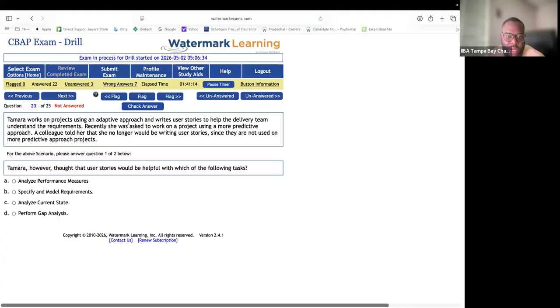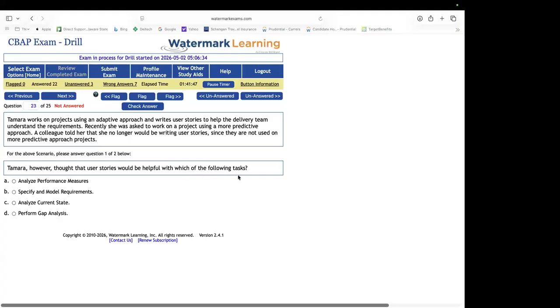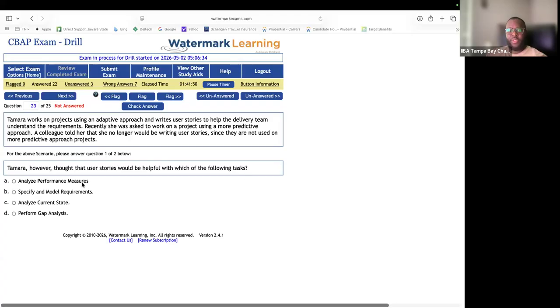Tamara works on a project using an adaptive approach and writes user stories to help the delivery team understand the requirements. Recently, she was asked to work on a project using a more predictive approach. A colleague told her that she no longer will be writing user stories since they are not used on more predictive approach projects. Tamara, however, thought that user stories will be helpful with which of the following tasks: A, analyze performance measure; B, specify a model requirement; C, analyze current state; D, perform gap analysis.